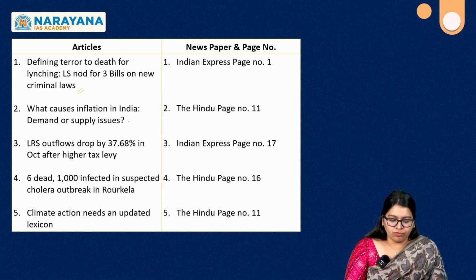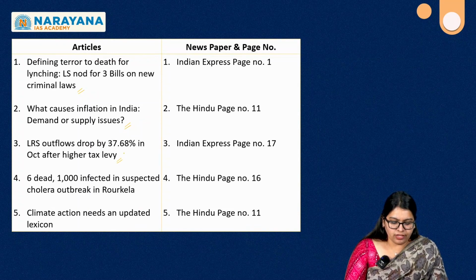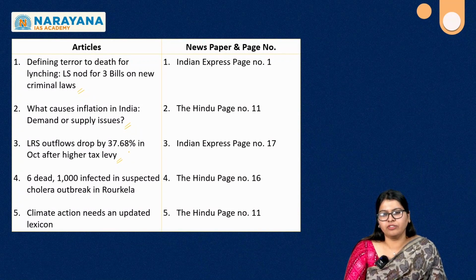The next one is what causes the inflation in India. This article actually talks about the recent RBI report, and here we'll be dealing with the concept of inflation causes and the measures to control inflation. Moving on, we'll talk about the LRS outflows dropped by 37.68%, where we'll talk about the liberalized remittance scheme and the tax slab, which has been increased by the government from the previous 5% to 20%.